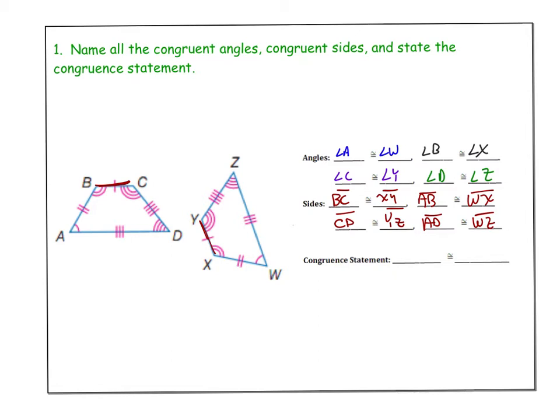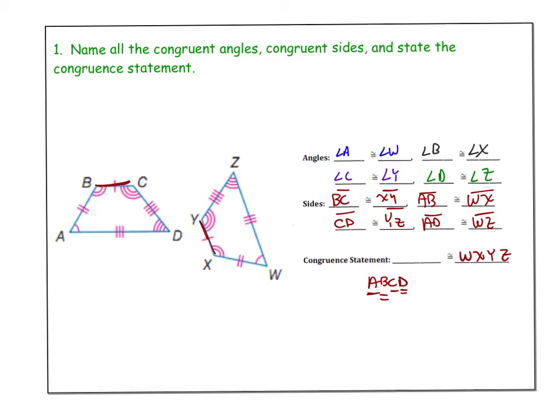So now my congruent statement, I just need to say A, B, C, D. That implies that it's going to be 4 points, which means 4 sides. That's got to be congruent to what? Well, what matches up to A? That's going to be W. What matches up to B? B is going to match up to X. What matches up to C? C is going to match up to Y. What matches up to D is going to be Z.